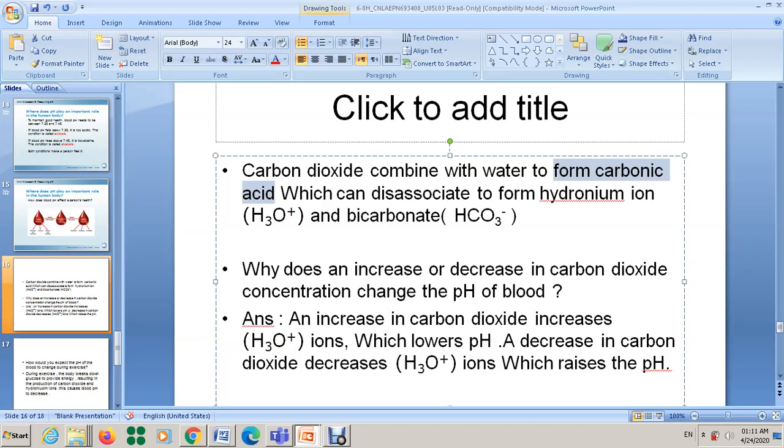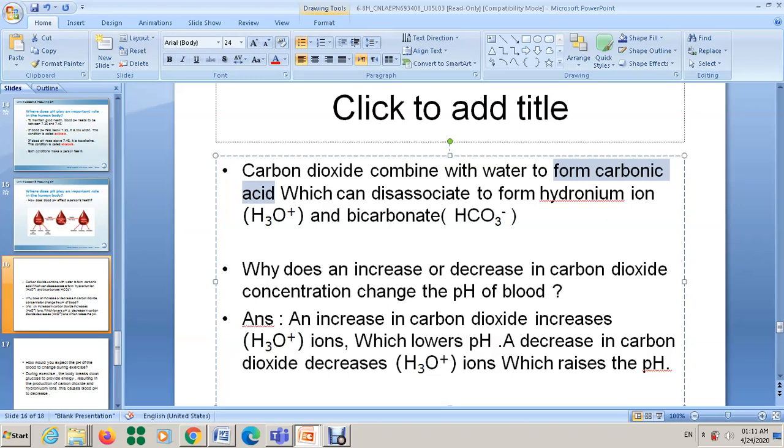You know this. Okay, so look at this question. Why does an increase or decrease in carbon dioxide concentration change the pH? We have mentioned that an increase in carbon dioxide increases what? Hydronium ion, which lowers the pH. A decrease in carbon dioxide, here the other part, decreases hydronium ion, which raises the pH.